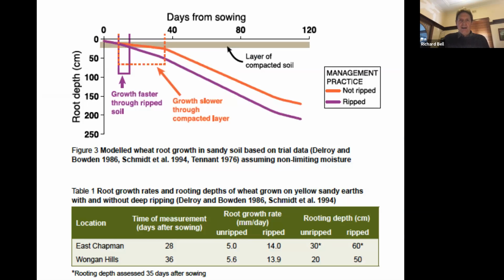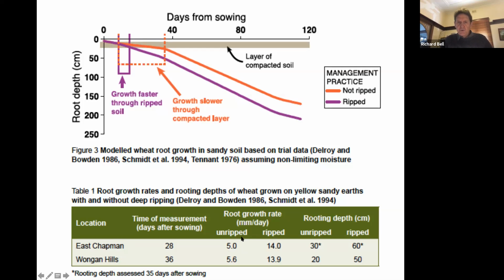Okay. Why does it matter? Here's a set of data that really illustrates why compaction layers are really significant for crops and pastures. If you look at the table at the bottom, this is from some old data with wheat that DPIRD did for two different sites, East Chapman, which is up near Geraldton, and Wongan Hills, which is a couple of hours north east of Perth.